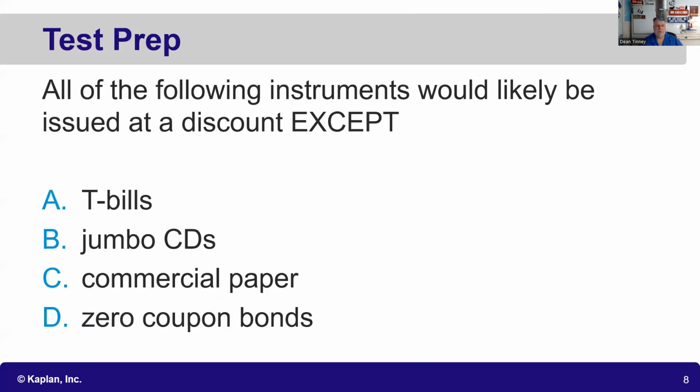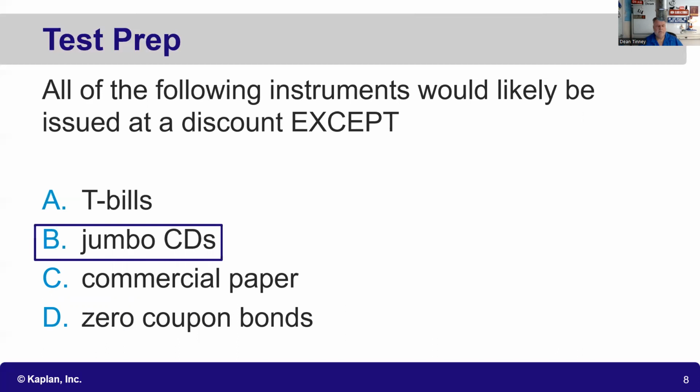All the following instruments would likely be issued at a discount. The only money market security that isn't issued at a discount is negotiable jumbo CDs. T-bills are issued at a discount. Commercial paper is issued at a discount. And zero coupon bonds, also known as original issue discount bonds, are issued at a discount. So it's the jumbo CD.